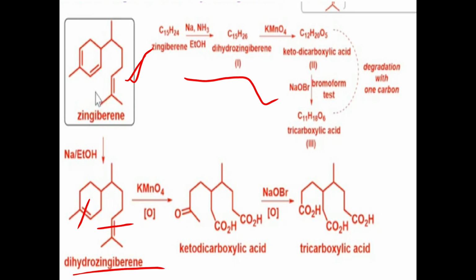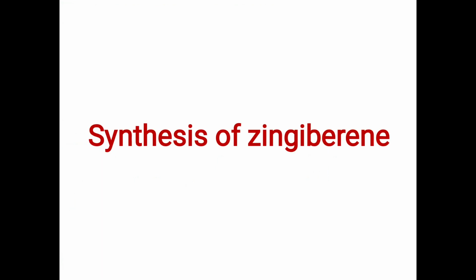This ketone is a methyl ketone, which on bromoform reaction forms a tricarboxylic acid. So, if the zingiberene contains this structure, then only these three products are formed. So, this is the structure of zingiberene. The structure of any compound must be confirmed by its synthesis. So, let us know about the synthesis of zingiberene.